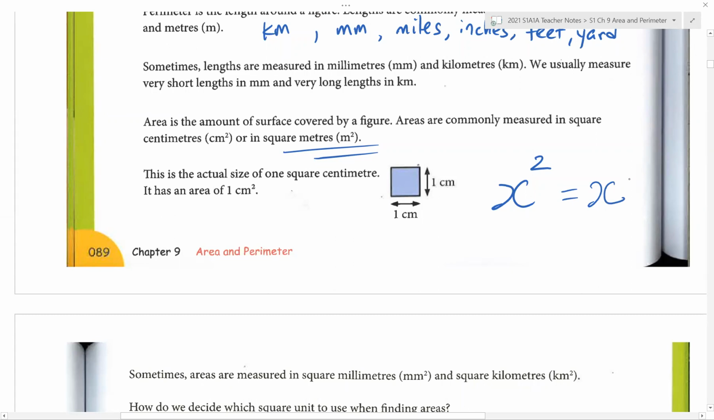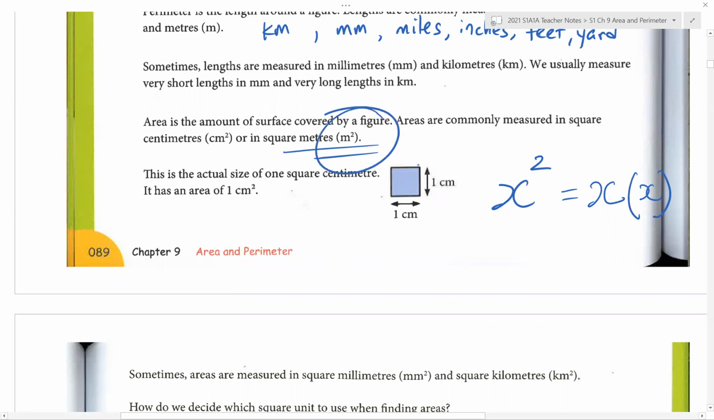Jian, what do you think? No, not times 2. Who knows the answer? x squared, but what is it? x times x. No, you said x plus x, then you said x times 2. So x squared is actually x times x.